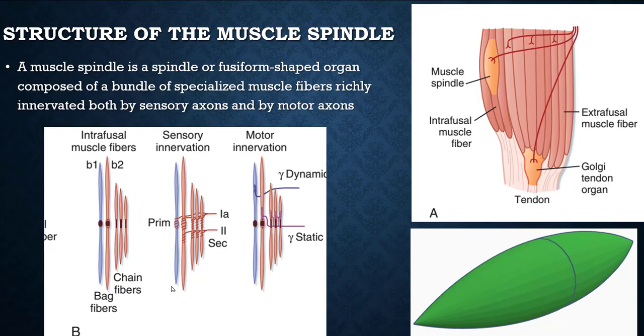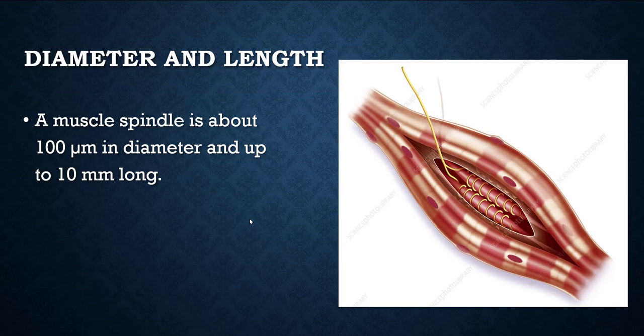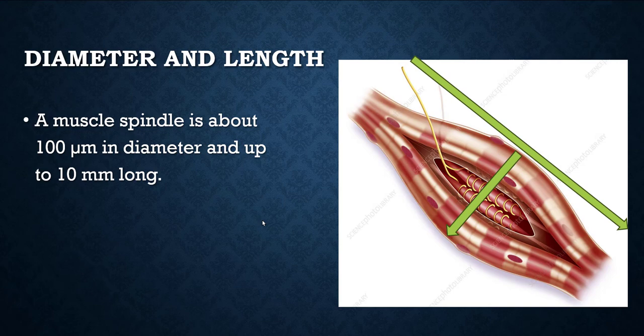Structure of the muscle spindle. A muscle spindle is a spindle or fusiform-shaped organ, composed of a bundle of specialized muscle fibers richly innervated by both sensory axons and motor axons. You can see the muscle spindle intrafusal fibers supplied by both sensory and motor neurons. Diameter and length: a muscle spindle is about 100 micrometers in diameter and up to 10 millimeters in length.